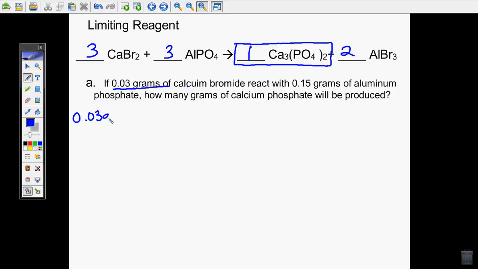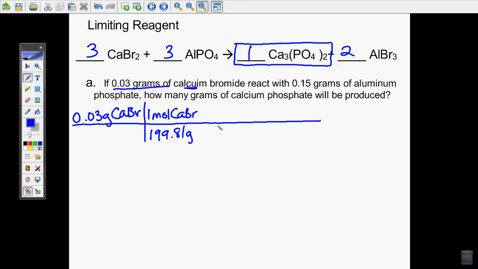So 0.03 grams of calcium bromide, which I spelled wrong, of course. And I want to know grams of calcium phosphate. So I need my molar mass. So 1 mole of calcium bromide is 199.81 grams calcium bromide. That cancels. From my equation, I know for every 3 moles of calcium bromide, I have 1 mole of calcium phosphate.